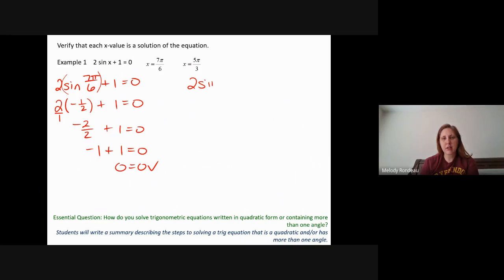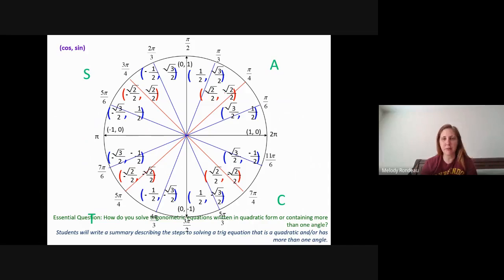So I have 2 sine 5 pi over 3 plus 1 equals 0. And so then I'm going to look at what is the sine of 5 pi over 3. All right, so 5 pi over 3 is going to put me all the way down here in quadrant 4. There's 5 pi over 3. And once again, I'm doing sine, so I want the y value, which is going to be negative root 3 over 2.